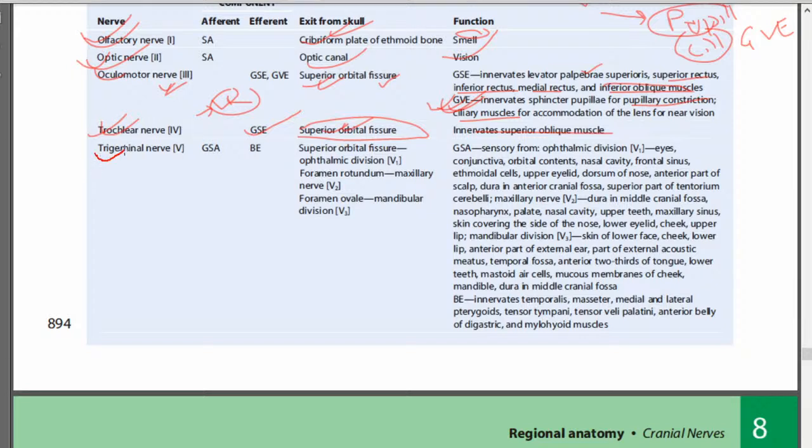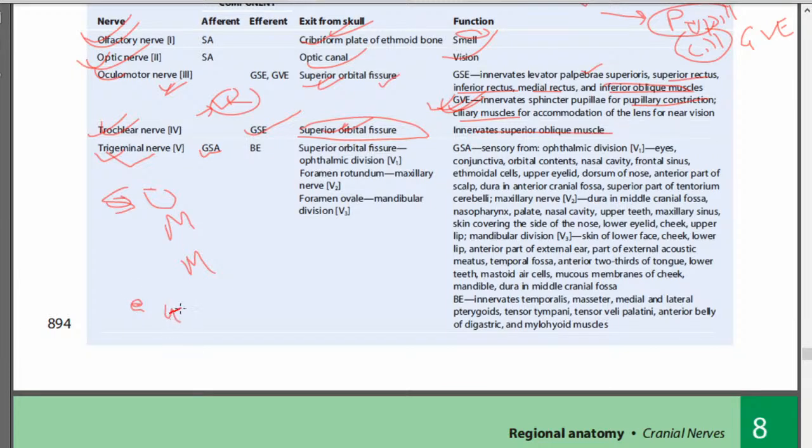Trigeminal nerve. Remember the trigeminal nerve: GSA, superior orbital fissure, ophthalmic nerve, foramen rotundum, and foramen ovale. The trigeminal nerve has three branches: ophthalmic, maxillary, and mandibular. The ophthalmic nerve supplies the eye region.